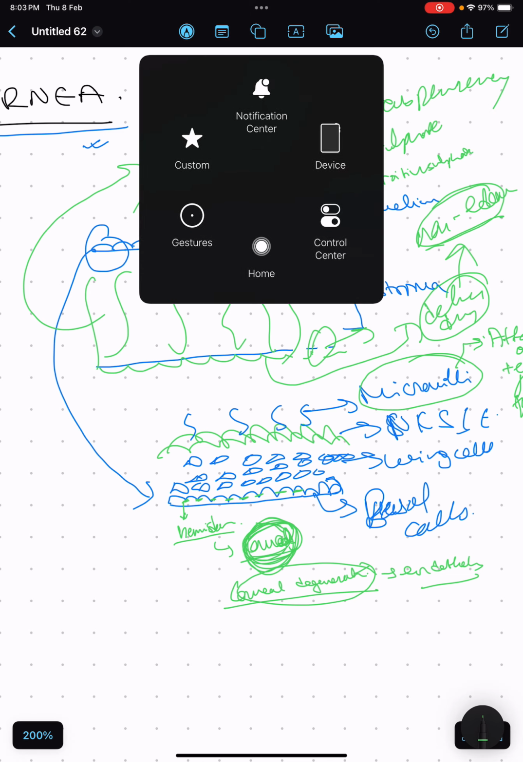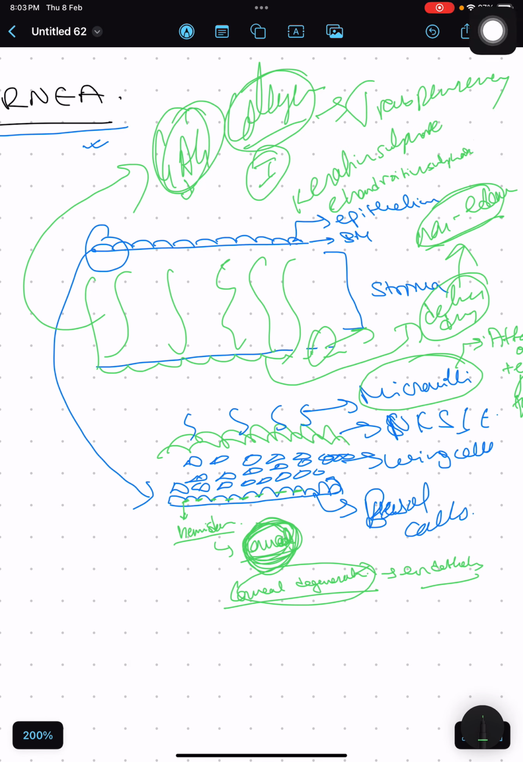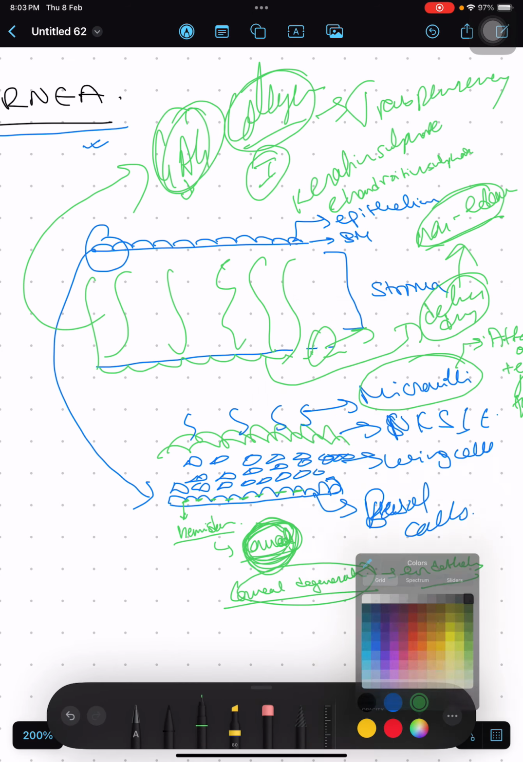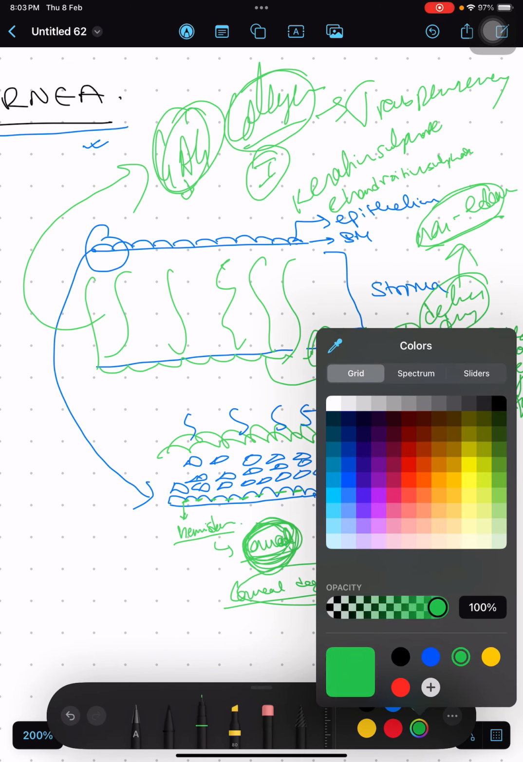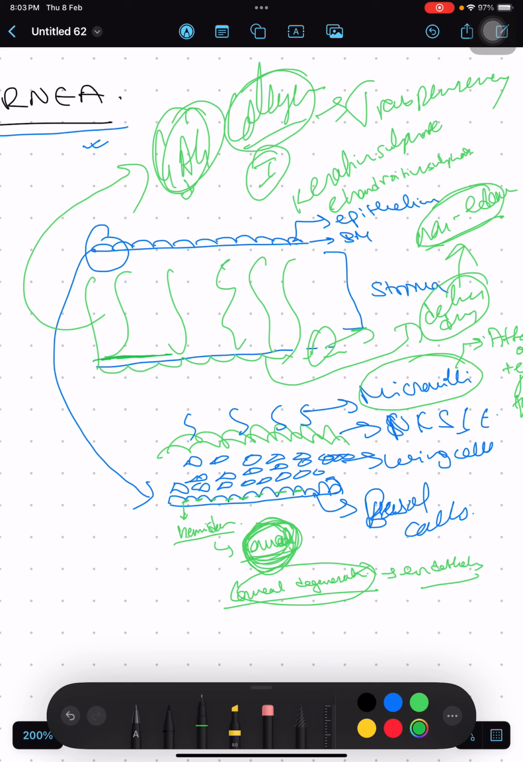Now the next extra layer which is added is the Dua's layer, and this Dua's layer is present just above the Descemet's membrane. This line, on which the endothelium rests, is the Descemet's membrane, and this is the endothelium, and this one is known as the Dua's layer.